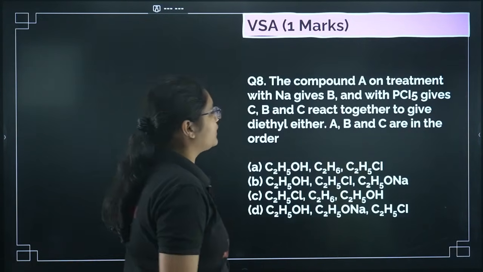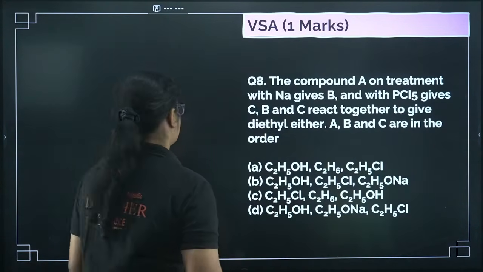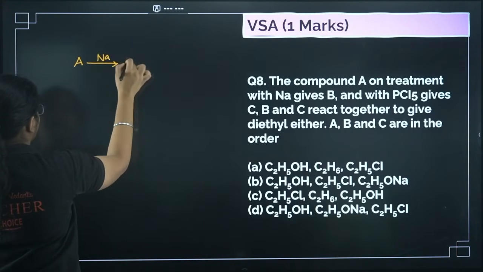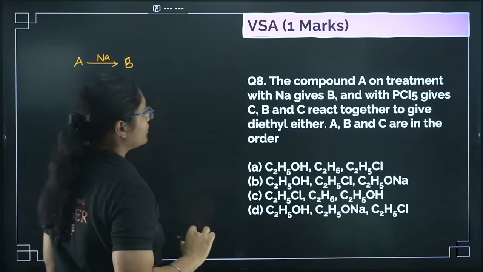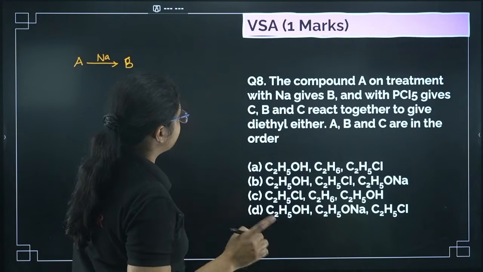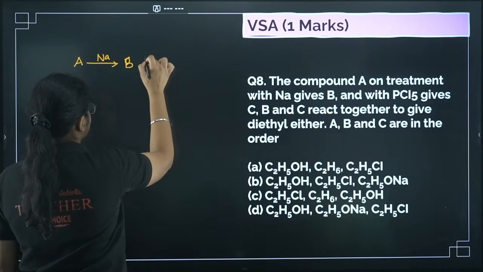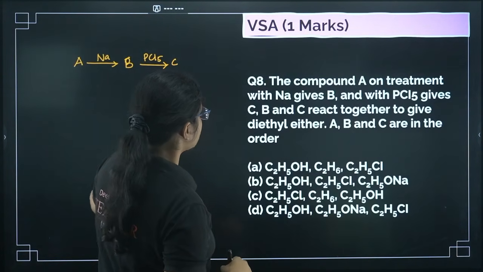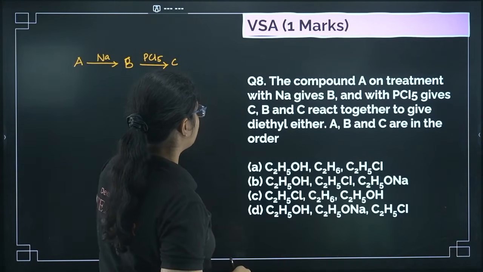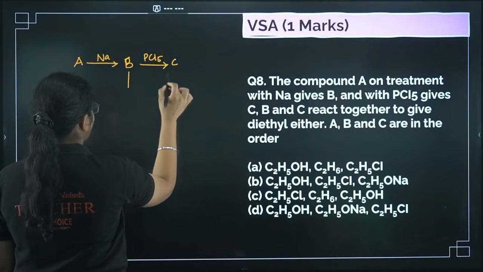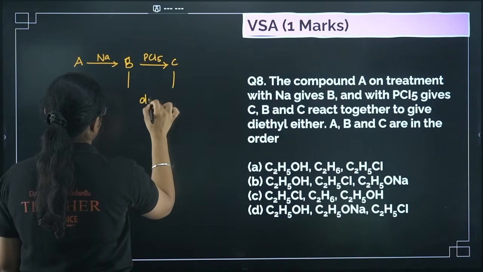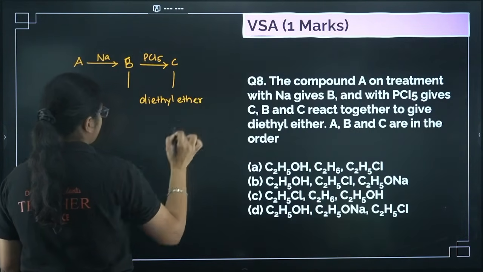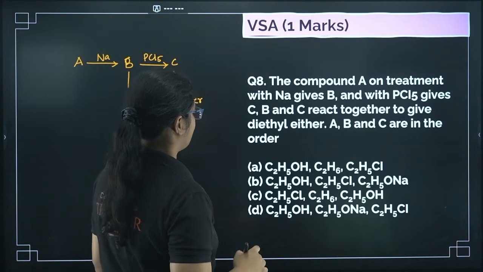Next question, compound A on treatment with Na gives you B. Compound A on treatment with Na gives you compound B, and with PCl5 it gives you C. B and C can react together to give you diethyl ether. Next, A, B, C respectively are.